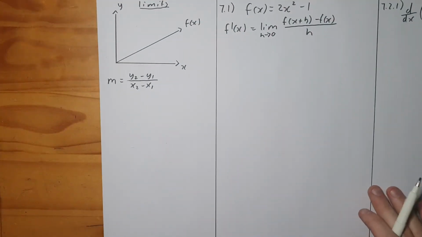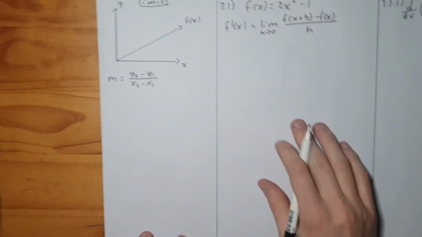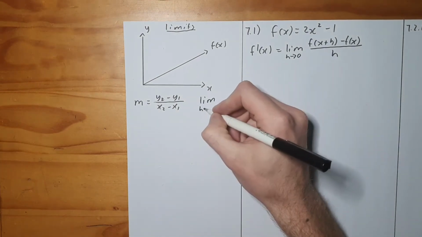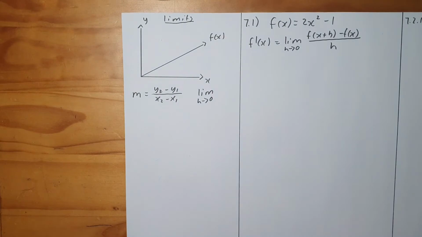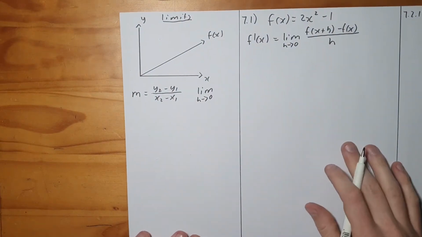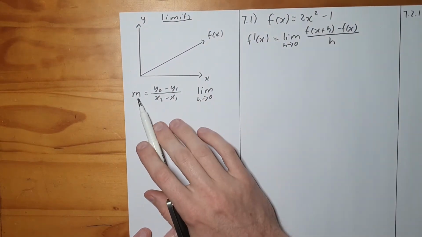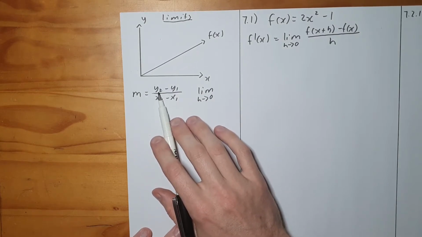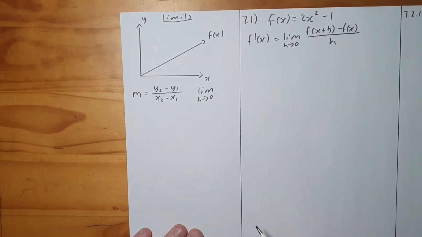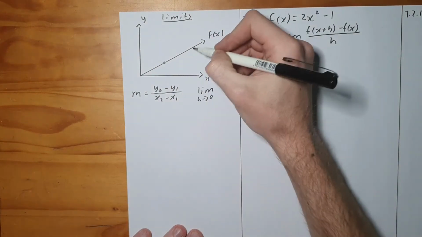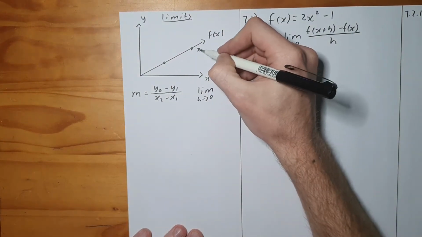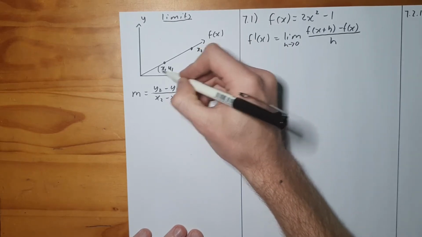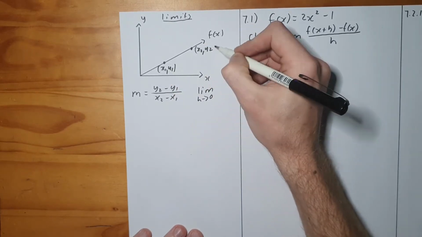When dealing with the limit of something, it's normally the limit as h goes to 0, let's say for first principle. Okay, so why is that? First of all, recall that my gradient is the change in y over the change in x. So we have 2 points, x2, y2 and x1, y1. So we have these 2 coordinate points.